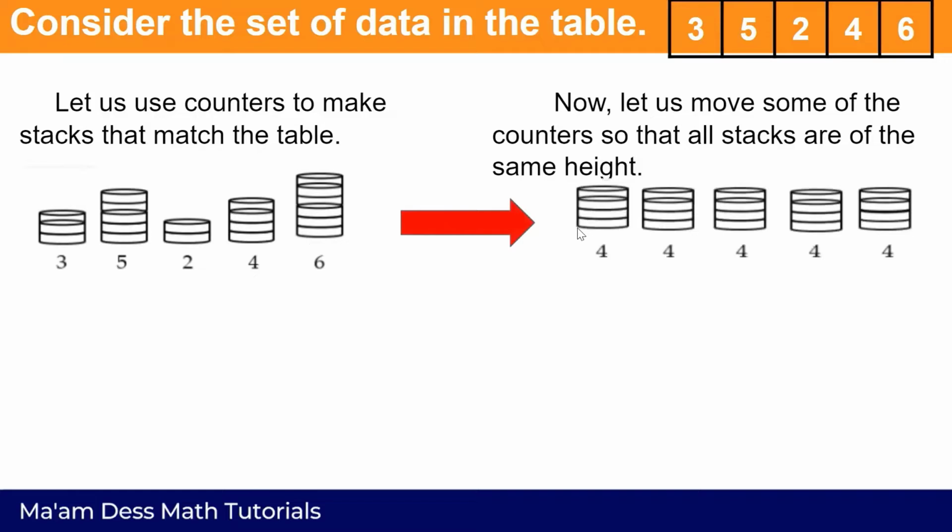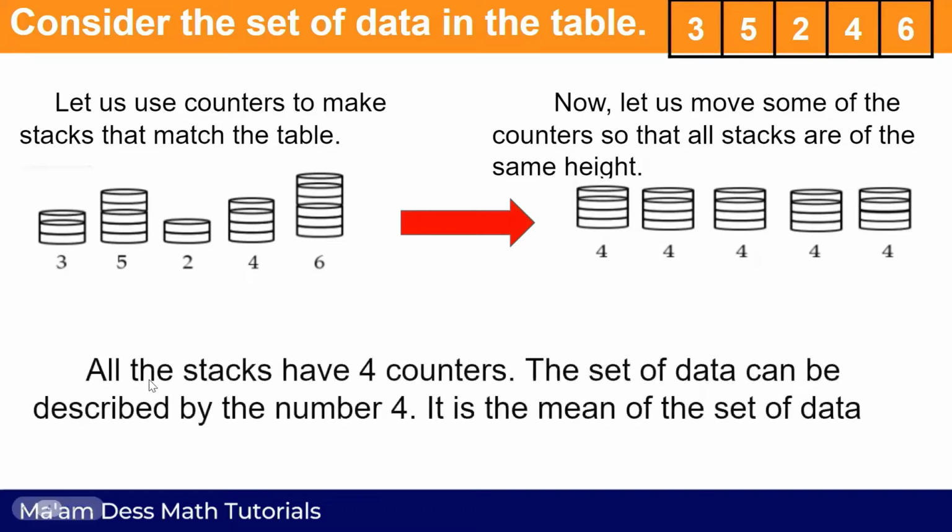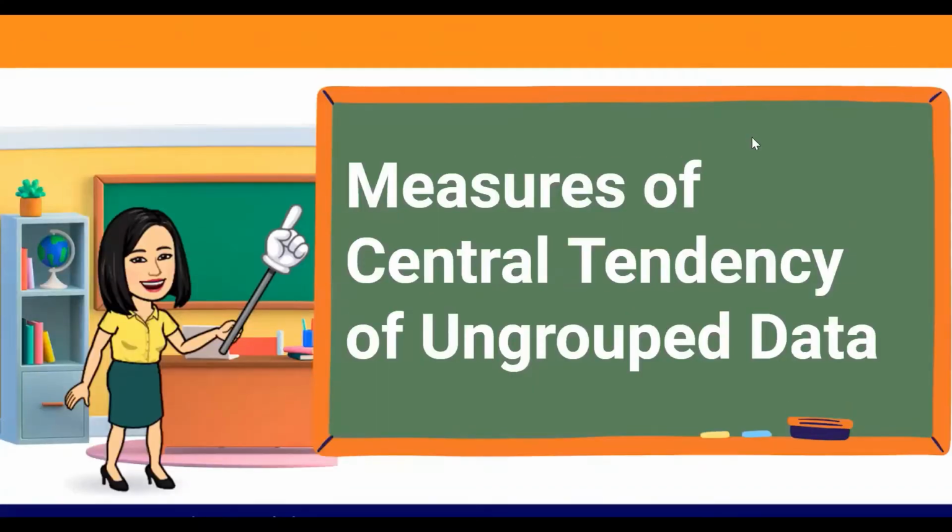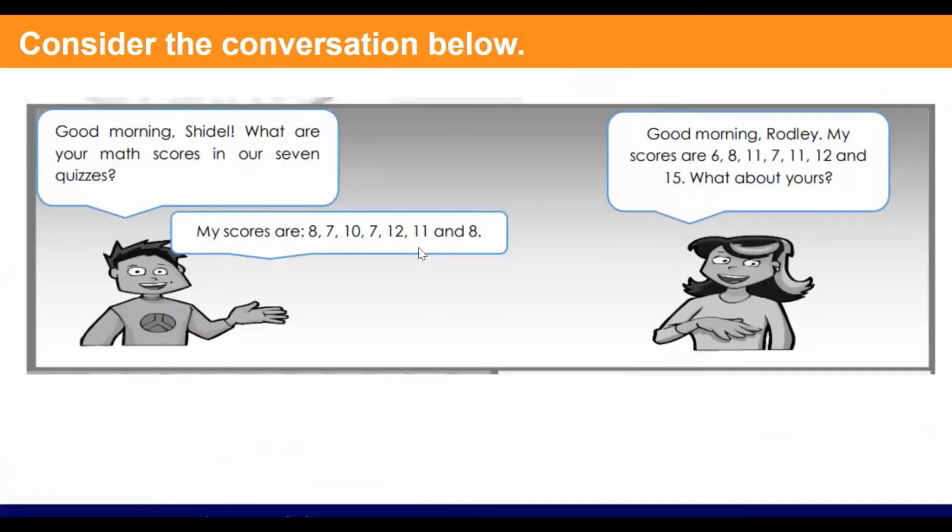So, what did you notice? As we can see here, we have 4, 4, 4, and 4. All the stacks have 4 counters. The set of data can be described by the number 4. It is the mean of the set of data. Let us now learn the computation for measures of central tendency of ungrouped data.